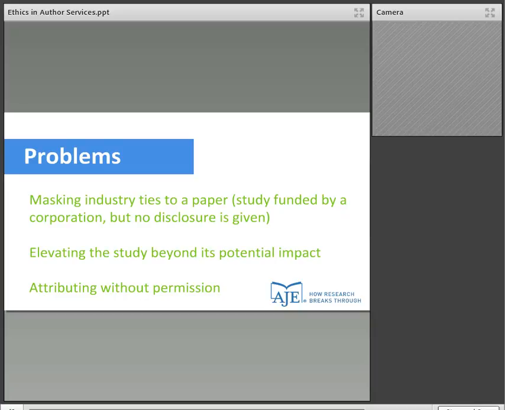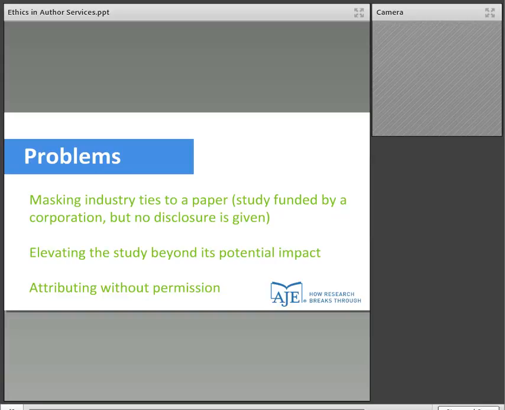Problems with honorary membership. This can mask industry ties to a paper. So if a study was funded by a corporation, but there's no disclosure that corporation actually funded the study, that means the paper is assumed to be objective. It's an academic piece. It's not one that may have some sort of industry bias.